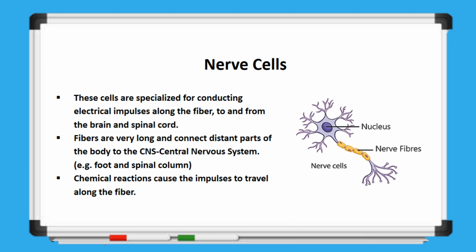Nerve cells, or neurons, are specialized for conducting electrical impulses to and from the brain and spinal cord, enabling communication throughout the body. They transmit signals that allow us to sense, think, move, and perform vital functions. Neurons have long fibers, including axons and dendrites, that connect the body to the central nervous system, such as linking the brain to the foot. Impulses are transmitted along these fibers through chemical reactions, with neurotransmitters acting as messengers between neurons. This unique structure allows neurons to communicate over long distances, playing a crucial role in the nervous system.